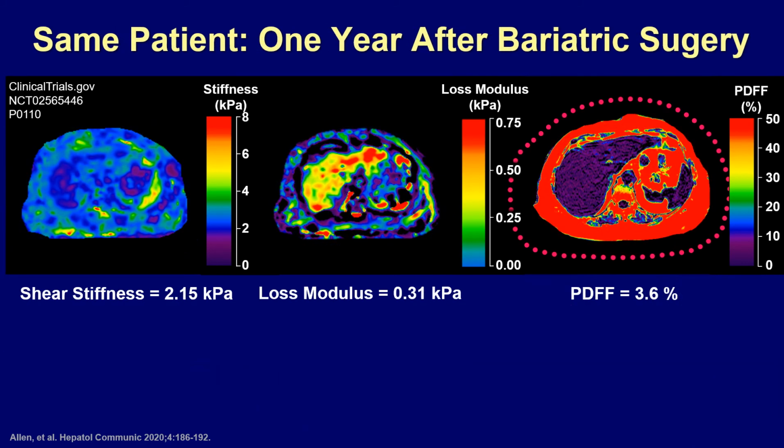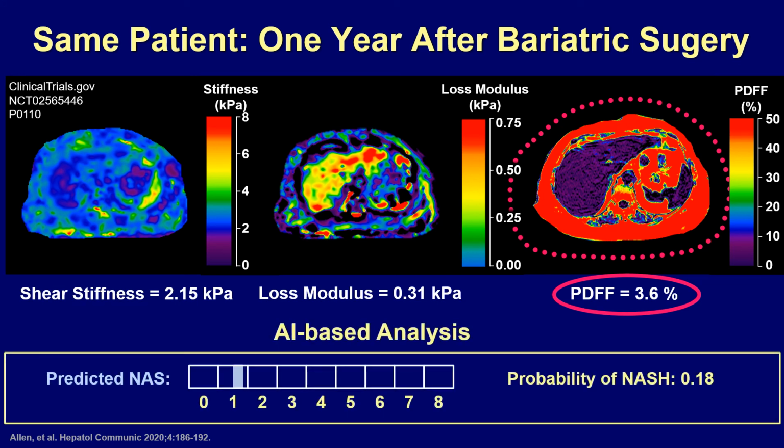Here is the same patient 1 year after bariatric surgery. You can see from the outline here that the patient has lost a lot of weight, and the liver fat has decreased from 26% down to less than 4% in the normal range. Using these data, the AI algorithm predicted that the probability of NASH is now low and the activity score has decreased from 4 to only 1. Liver biopsy showed that these non-invasive predictions were again correct. I expect that these AI-assisted diagnostics will come into wide use.